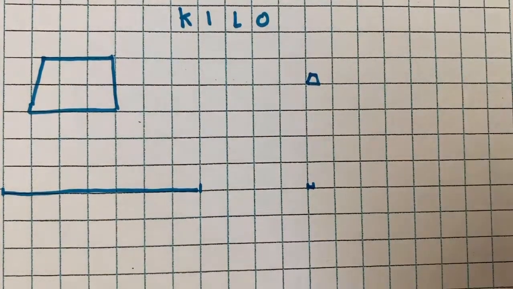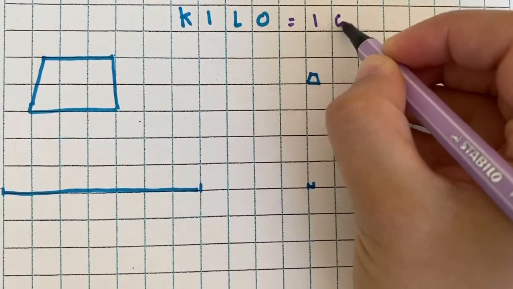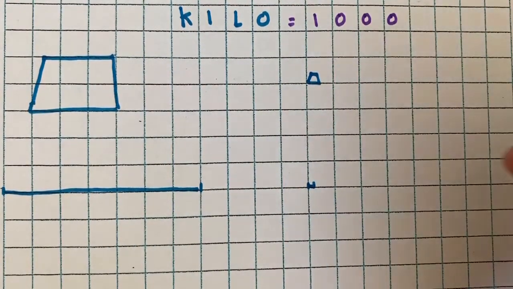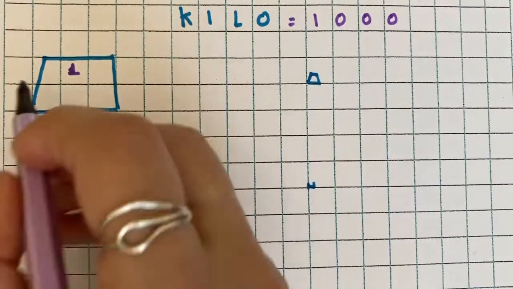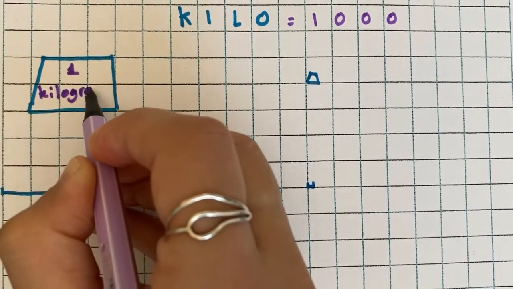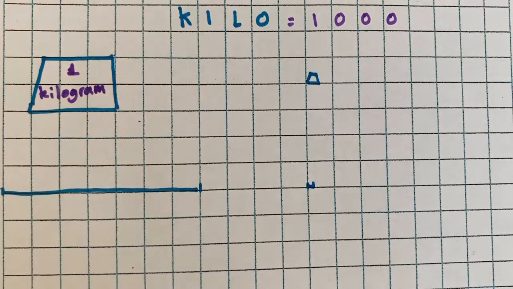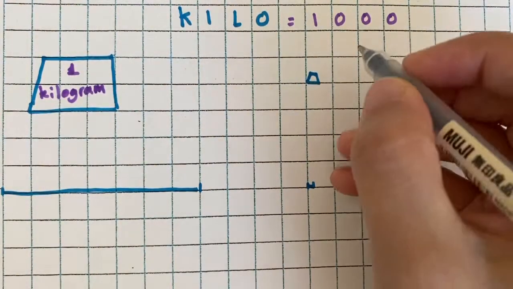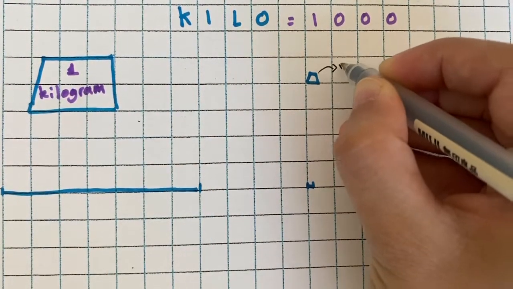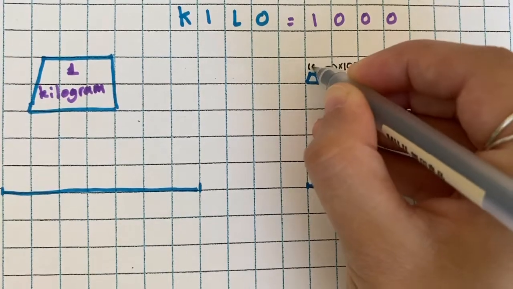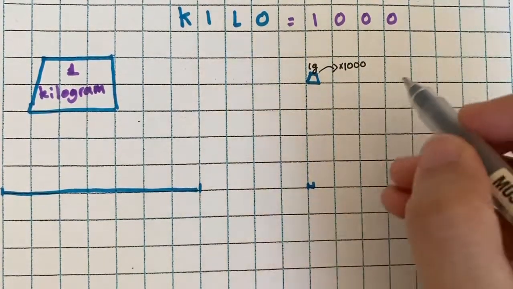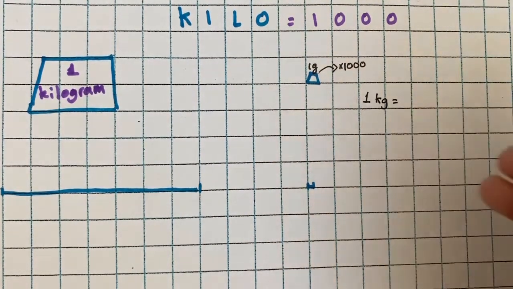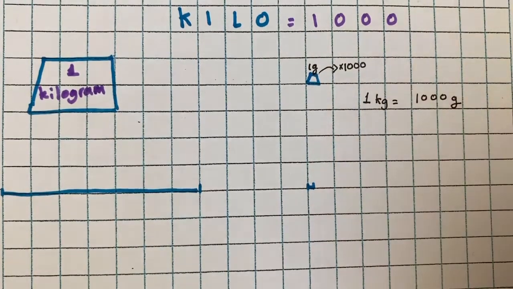Today we're going to be focusing on kilo. Kilo equals 1,000. Now you will have heard kilo in a kilogram. So 1 kilogram is the same as 1,000 grams. So here I have my 1 gram. So it's like having 1,000 of those 1 grams. So 1 kilogram equals 1,000 grams.